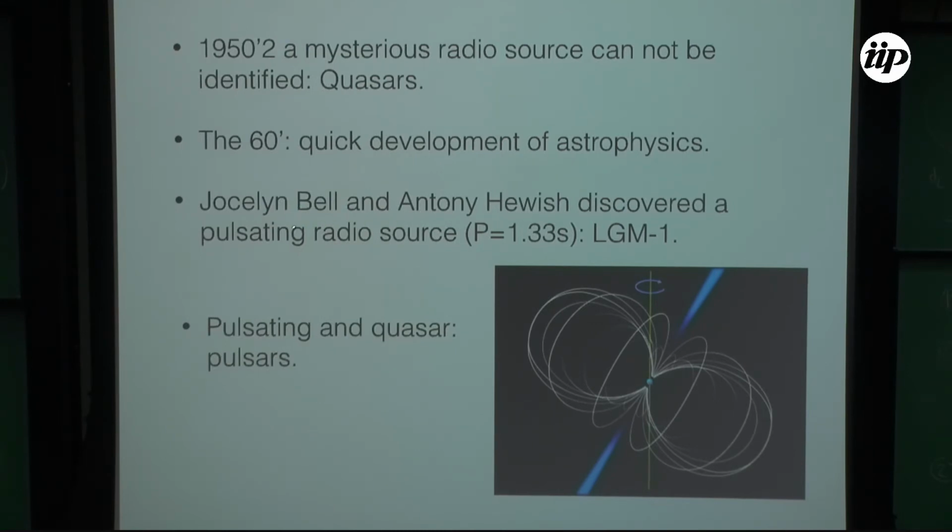In 1963, I think it was, Jocelyn Bell and Anthony Hewish discovered the pulsar, the first pulsar. And by the way, they even joked, they called it LGM, for Little Green Man. So the first source that was strange because it was pulsating periodically.